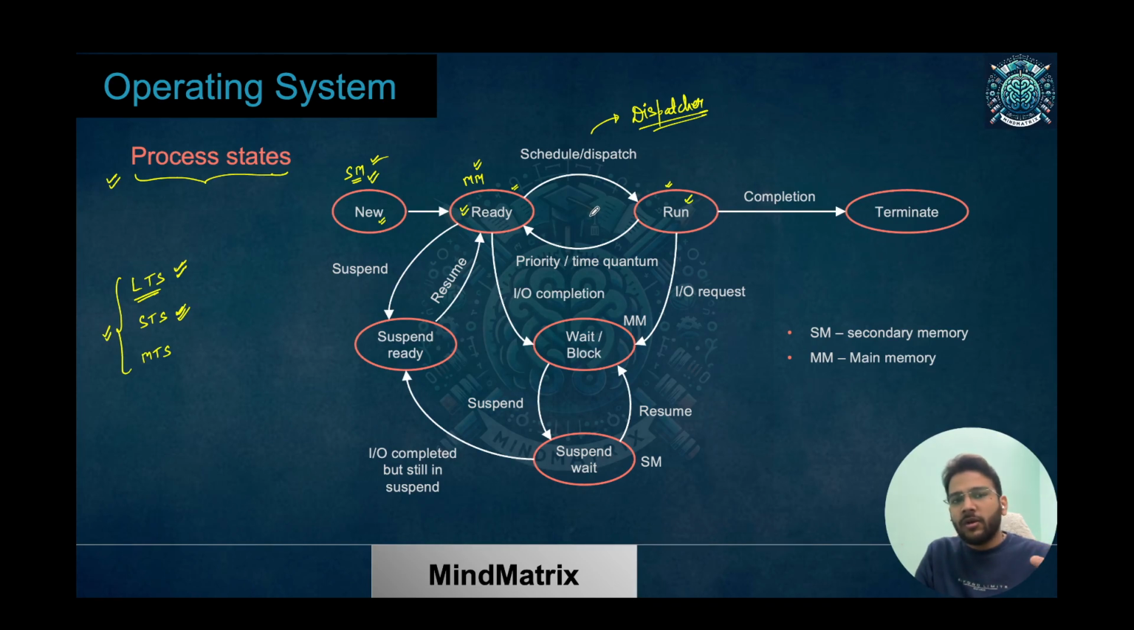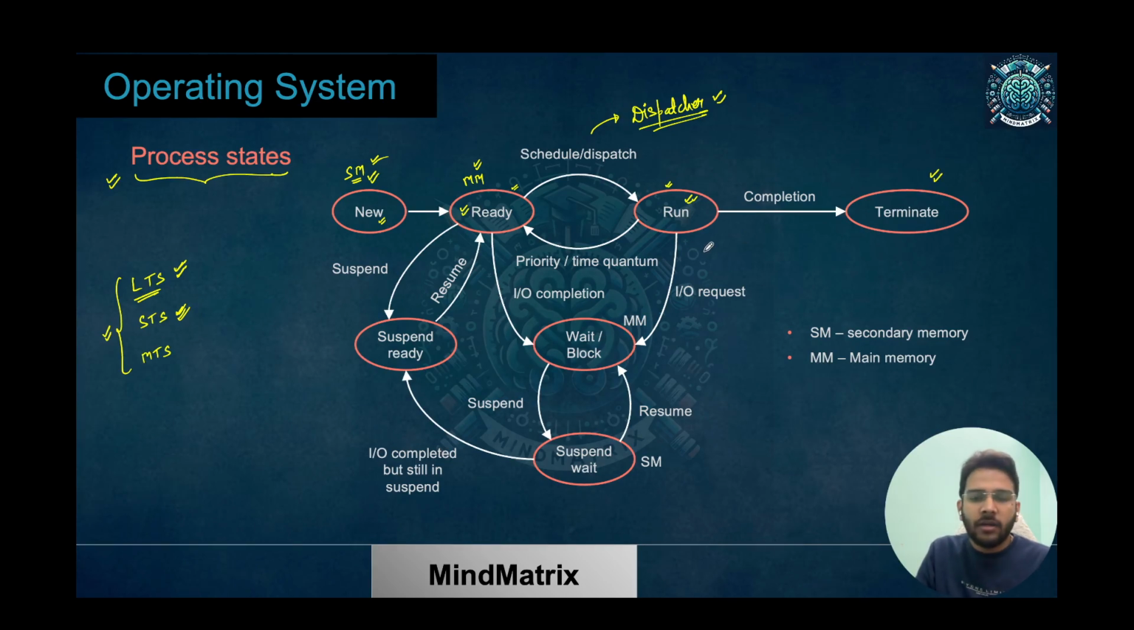So the long-term scheduler controls the degree of multi-programming. It selects all the processes that have to be loaded into the main memory. Then the short-term scheduler will select one process out of those present in the main memory, and that one selected process will be dispatched by your dispatcher from ready to run state. Clear? And now the process is going to execute in the run state. After the run state, if the process execution is complete, then it goes to the terminate state.